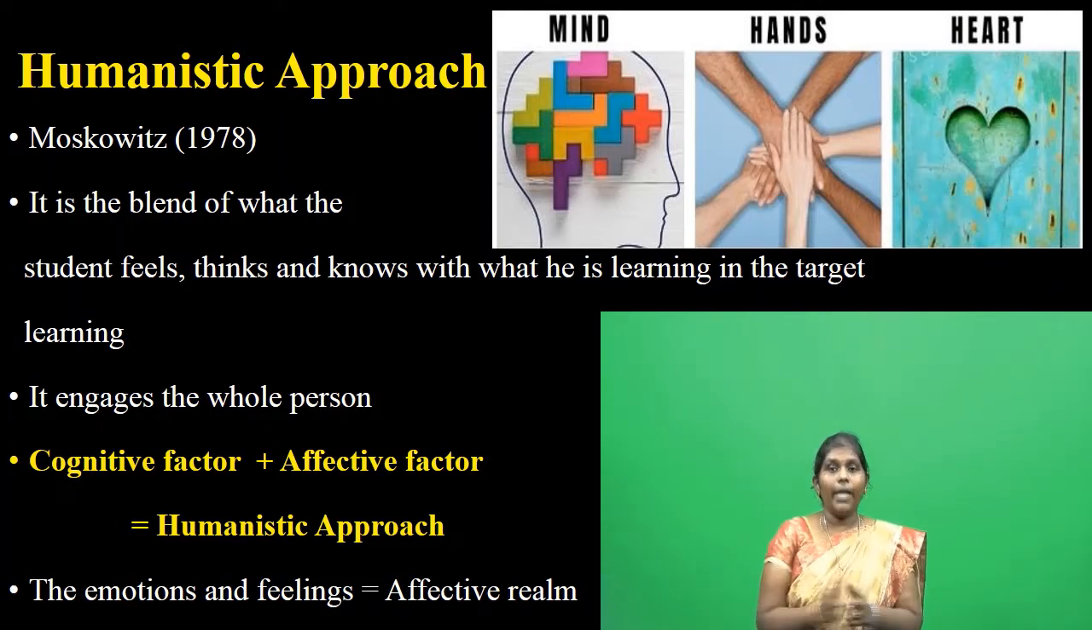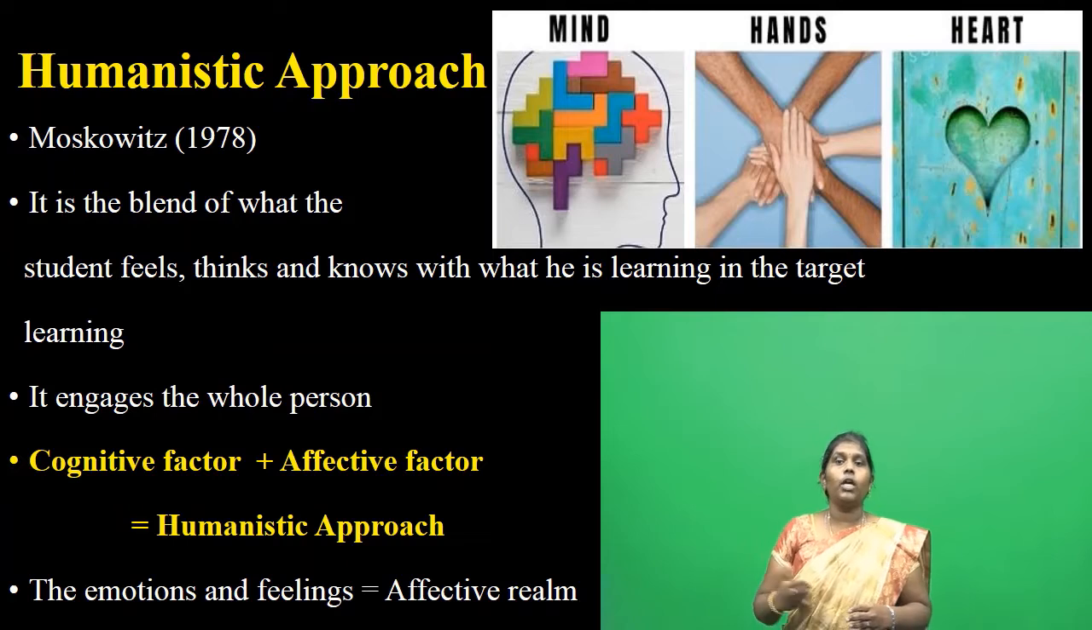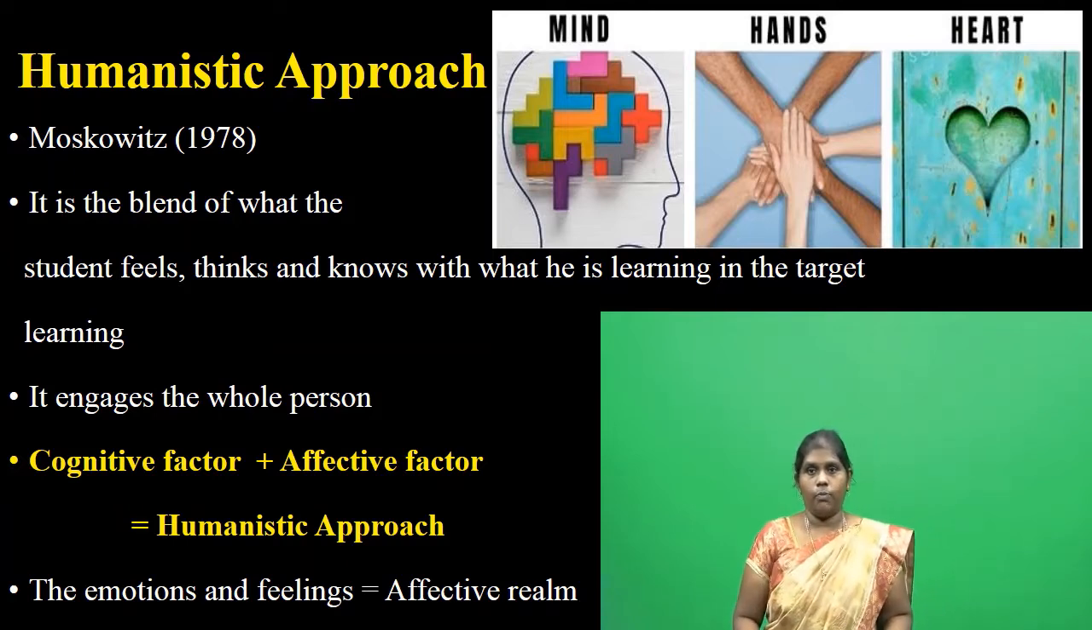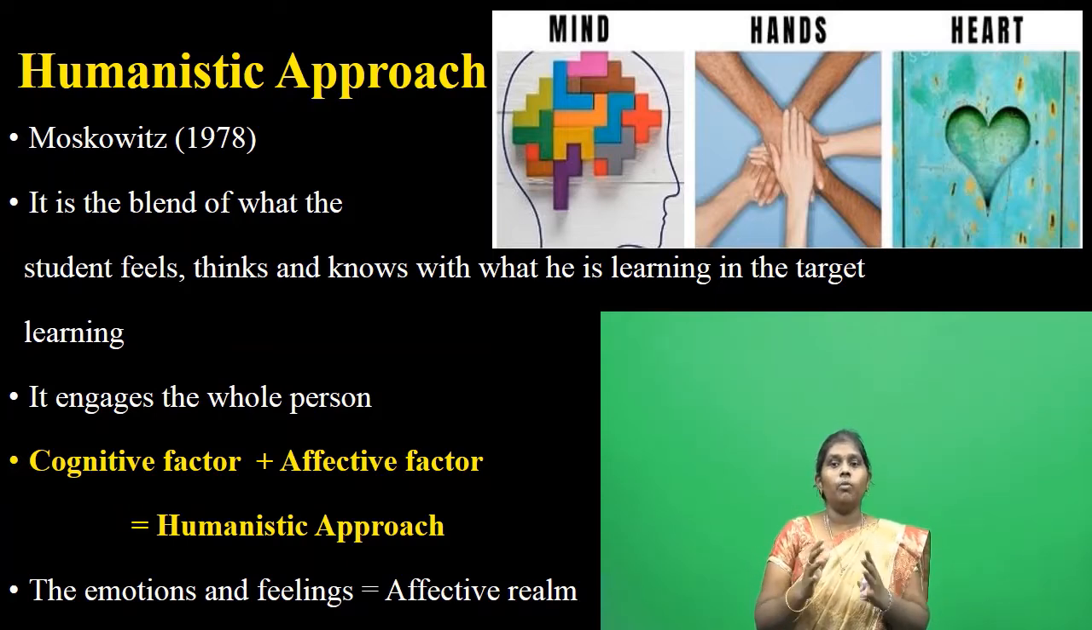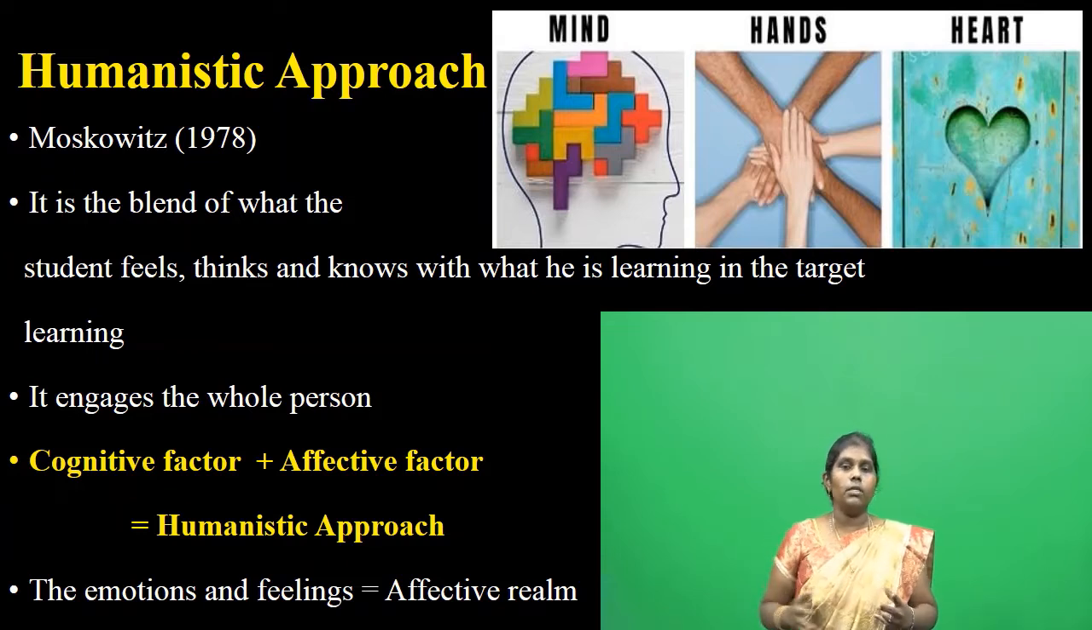So it is the amalgamation of what the student feels, thinks and knows with what he is learning in the target language. The concept is the amalgamation of the whole person. That's why in the picture I have given, there is the mind and the heart. Both should be combined by the teacher and the learner. That's why we say it is holistic learning, whole person learning.